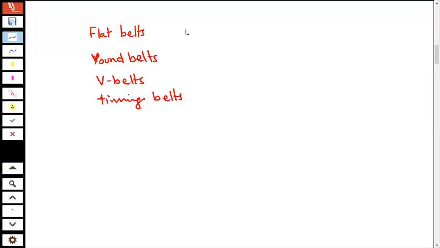Now, what are flat belts? The cross section of flat belts just looks like this, and you would have seen this in many applications, for example, tractor thresher, or in the wood shop. You would have seen these kinds of belts. So this is the cross section. This is the thickness of the belt, and this is the width of the belt, which is denoted by B. And this belt is going to go like this.